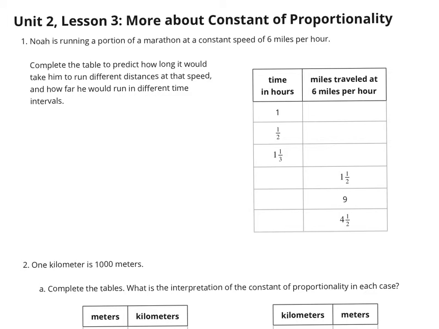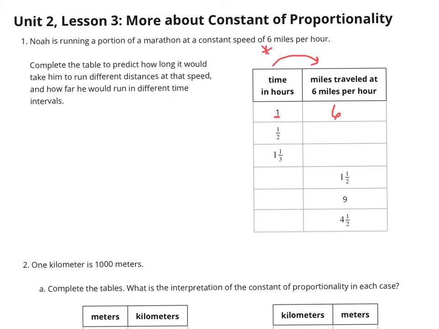Okay, running through the answer key to Unit 2, Lesson 3. It says Noah's running a portion of a marathon at a constant speed of 6 miles per hour. So that 6 miles per hour means in 1 hour he's going 6 miles. And what we have to ask ourselves here is, what's our constant of proportionality?